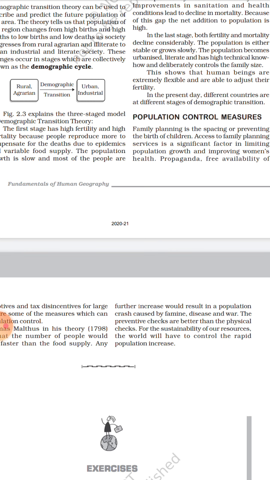There is a famous theory of Thomas Malthus. He stated that the number of people would increase faster than food supply. So there will be a shortage of food supply if the trend of population continues in the same way. He also stated that preventive checks are better than physical checks. Erasmus has given a similar quote, that prevention is always better than cure, which can be put in this sense. So for sustainability of our resources, the world will have to control the rapid population increase.